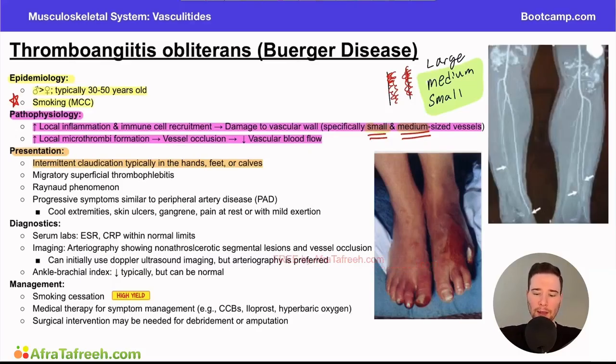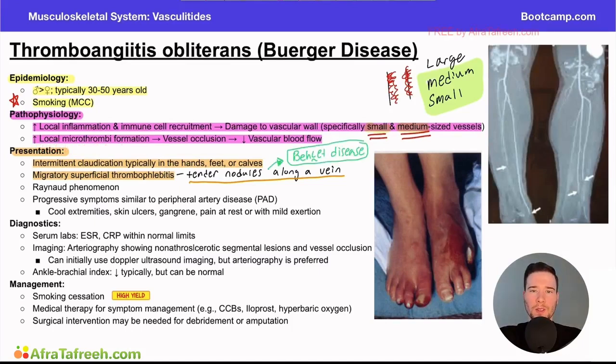Another key important finding they like to ask about is the migratory superficial thrombophlebitis. And these are basically tender nodules along a vein. This is important because you can sometimes feel these on physical exam, but this is also something you typically see prior to limb ischemia. That is to say, this is an earlier finding before the acute ischemia actually occurs.